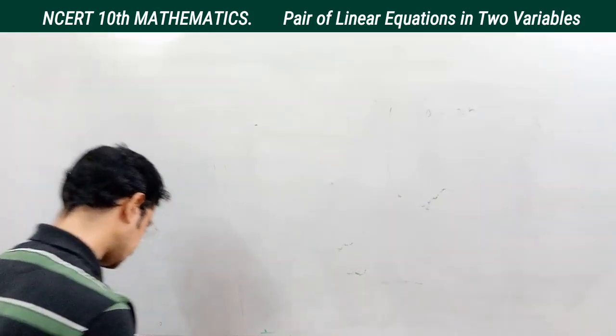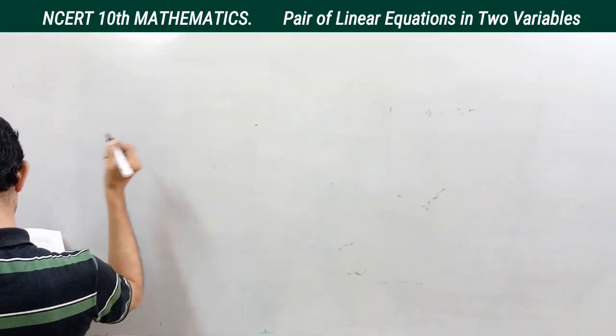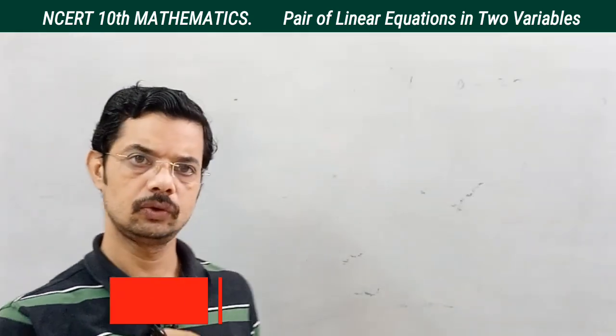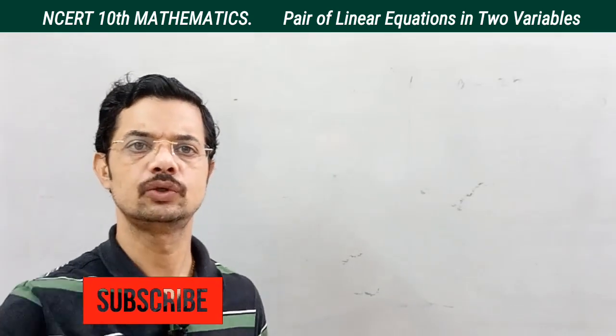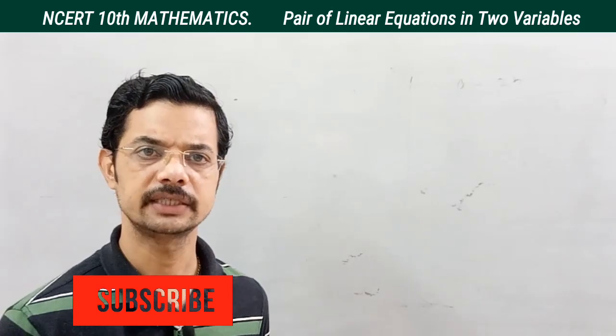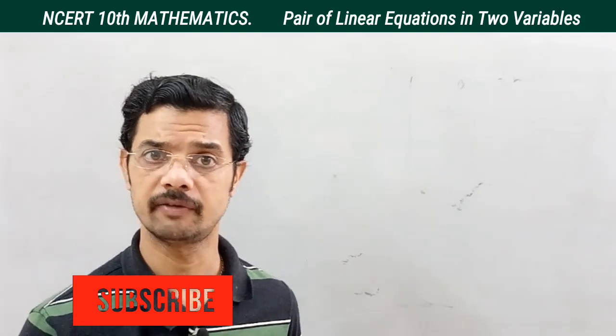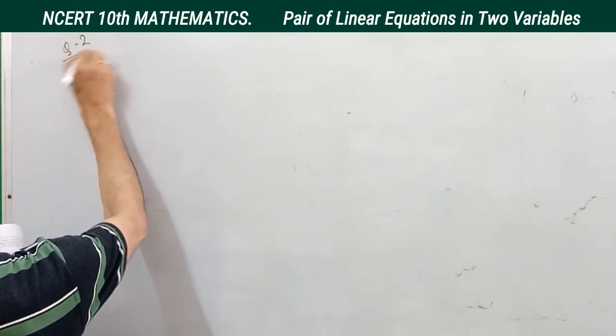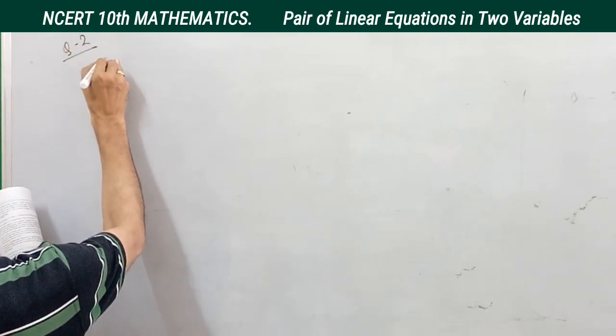The next problem says that for which value of k will the following pair have no solutions. So it is given that the pair has no solutions, and we need to find the value of k. Let us see. So these are the given. This is question number 2, part 2.